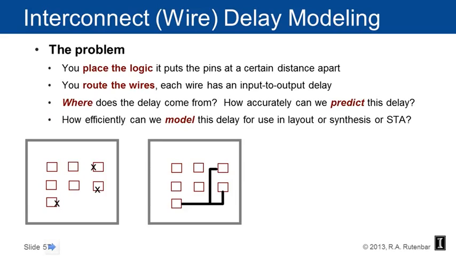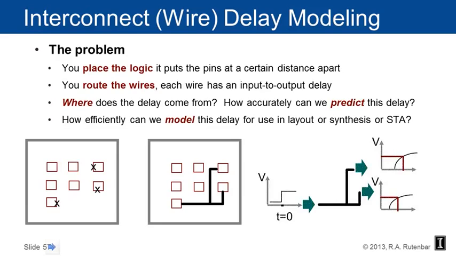Where does the delay come from? How accurately can I predict that delay? How can we efficiently model that delay for the CAD purposes that we've been talking about, for use in layout or synthesis or static timing analysis? Look, the wire is physically a circuit object. You put an electrical waveform in one end of it, and you get a delay and it shows up on the other end of it.